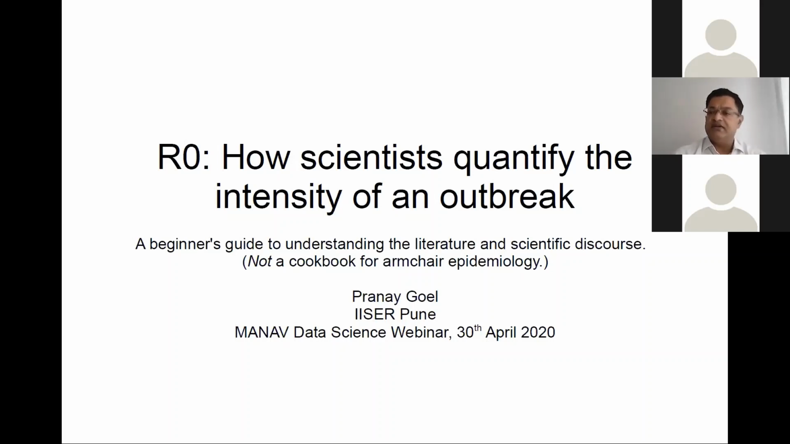R0 is essentially a number that tells us whether there's going to be a pandemic, whether an outbreak is going to turn into a pandemic, or if an outbreak is going to die away. So I'm going to show you features of R0 and what R0 stands for, what it can be used for in quantifying an outbreak, the intensity, the peak, when that peak is reached, and so on. R0 will have a bearing on all of those questions.